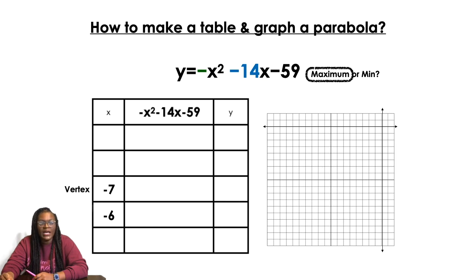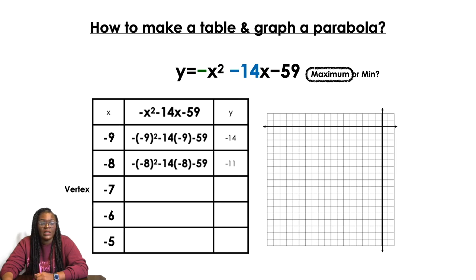Now, what comes after -7? What's to the right of -7 on a number line? -6, and then to the right of -6 is -5, and then -8, and then -9. We're going to plug those numbers into the original problem and simplify using PEMDAS. I'm not doing all that for you. Use a calculator if your teacher lets you. -14. We're going to plug in -8. You're going to get -11.